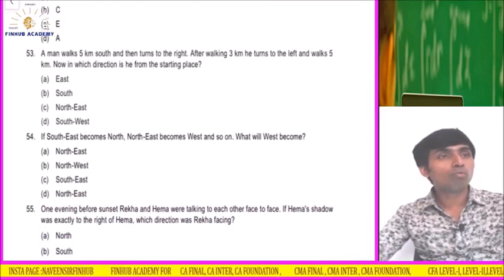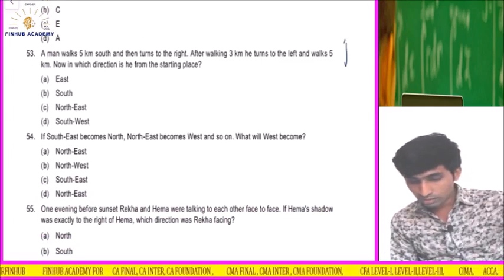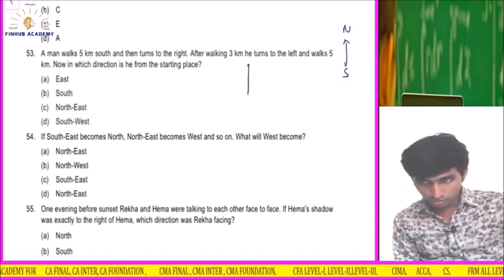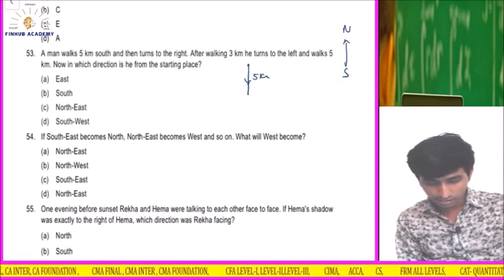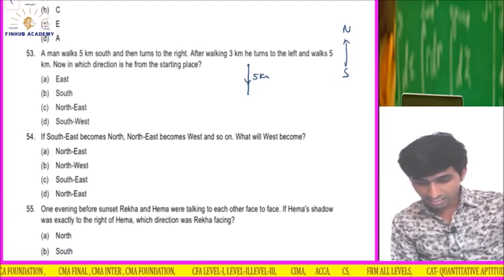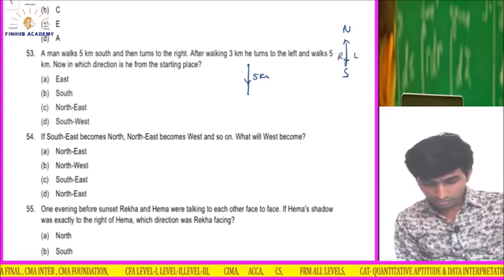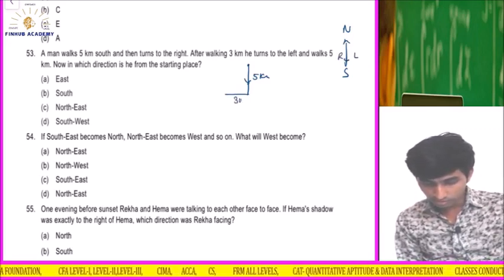A man walks 5 kilometers to the south. So this is north, this is south. From here 5 kilometers to the south. He has come down this direction and then turns. If he is walking like this, this is left, this is right. Then turns to the right means like this. After walking 3 kilometers from here to here, 3 kilometers he will walk.